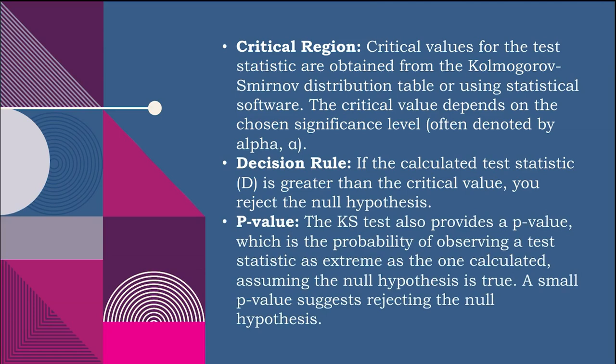Next is the p-value. The KS test also provides a p-value, which is the probability of observing a test statistic as extreme as the one calculated, assuming the null hypothesis is true. A small p-value suggests rejecting the null hypothesis. If the p-value is less than 0.05, then we'll reject our null hypothesis.